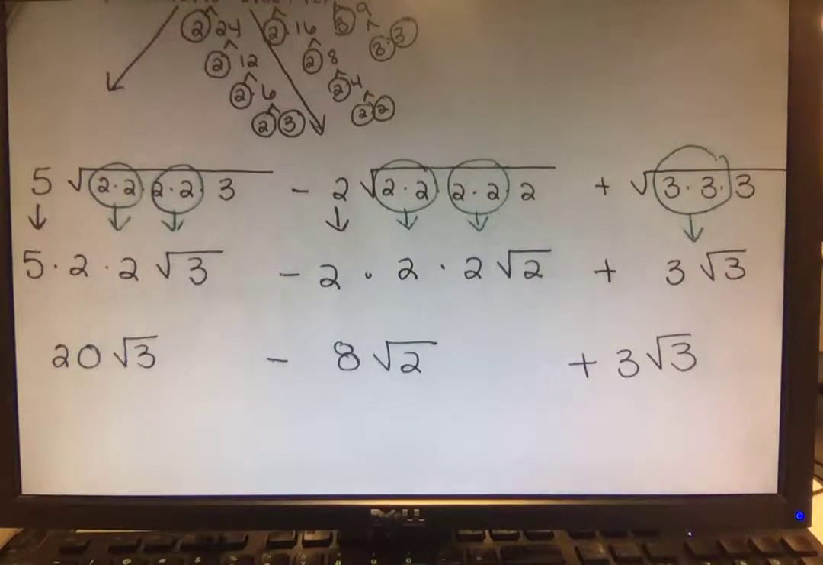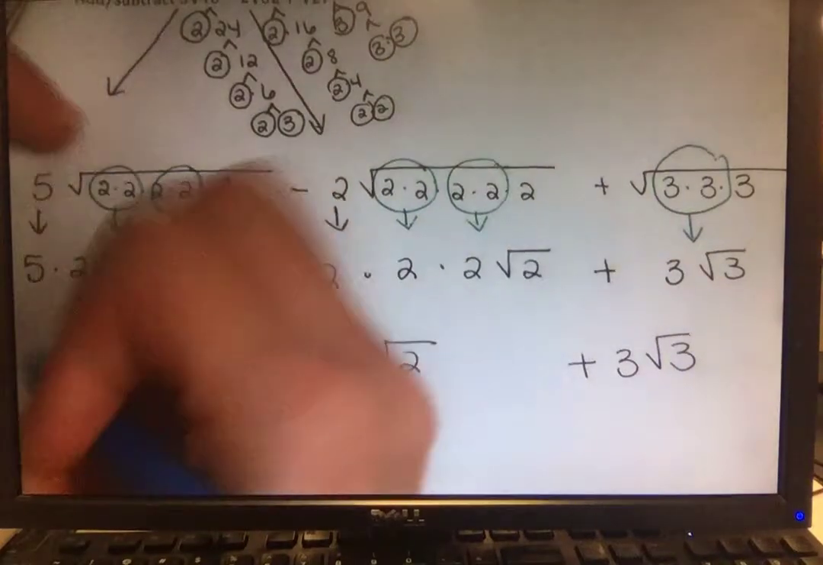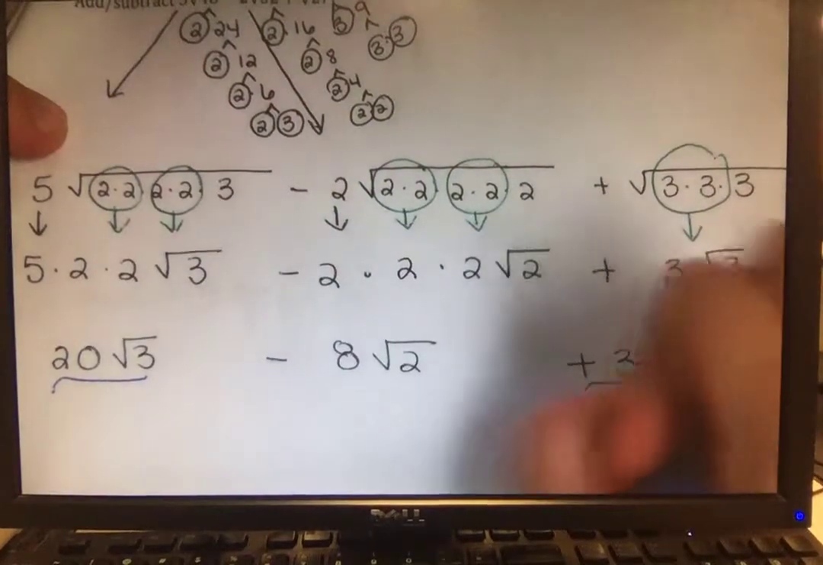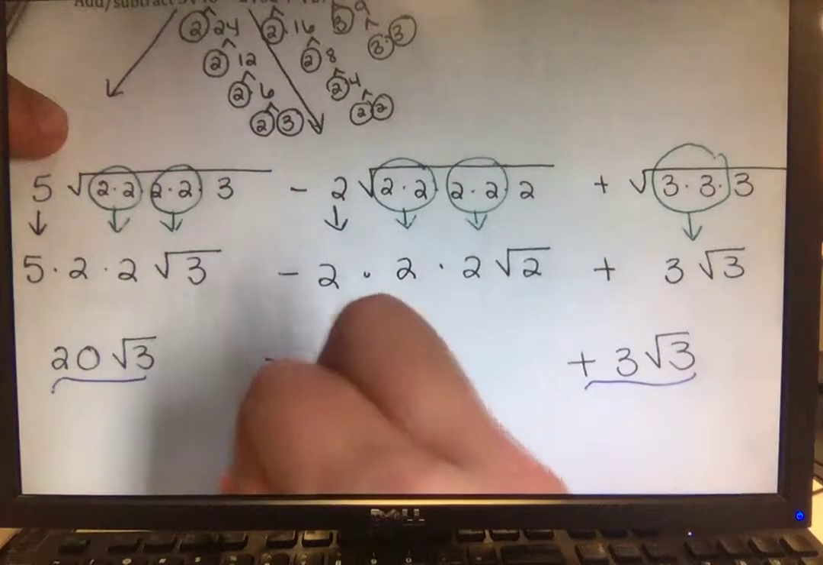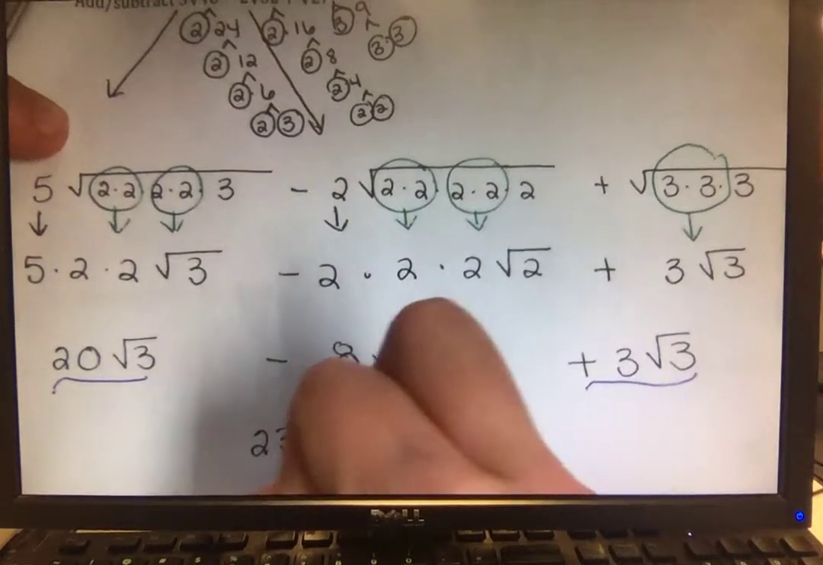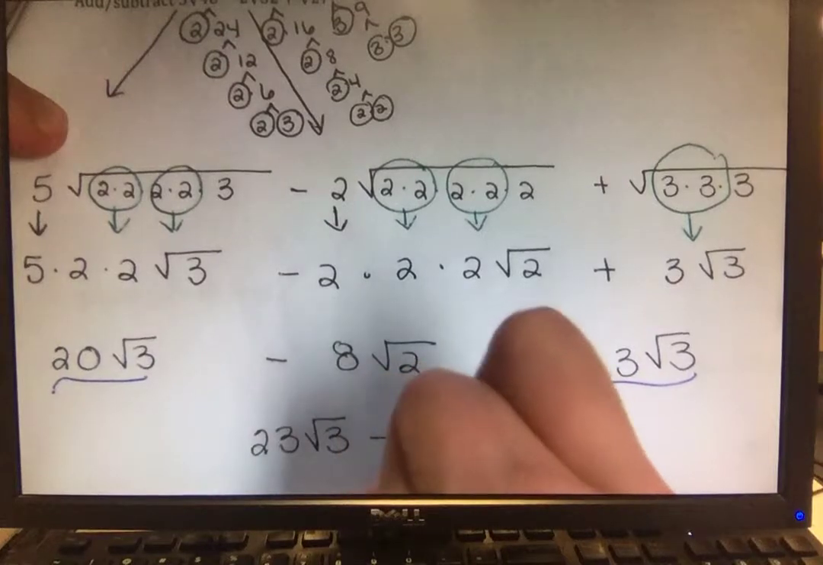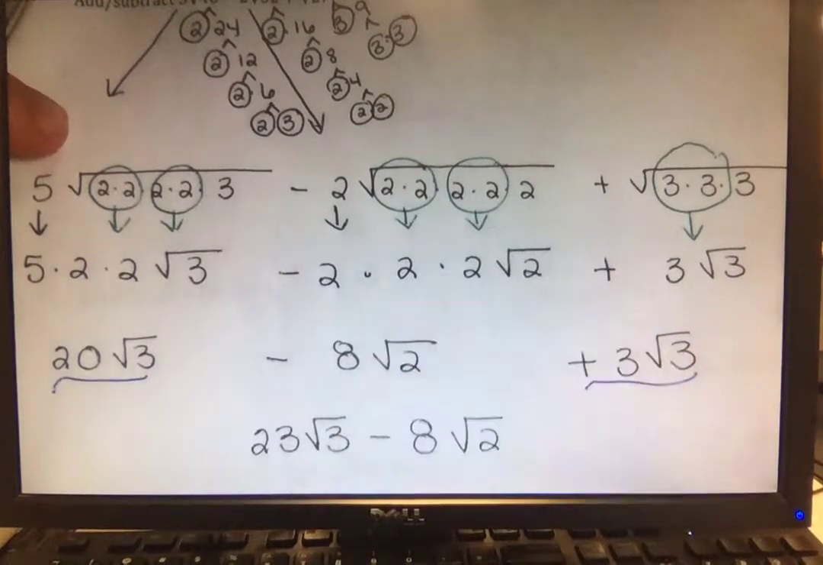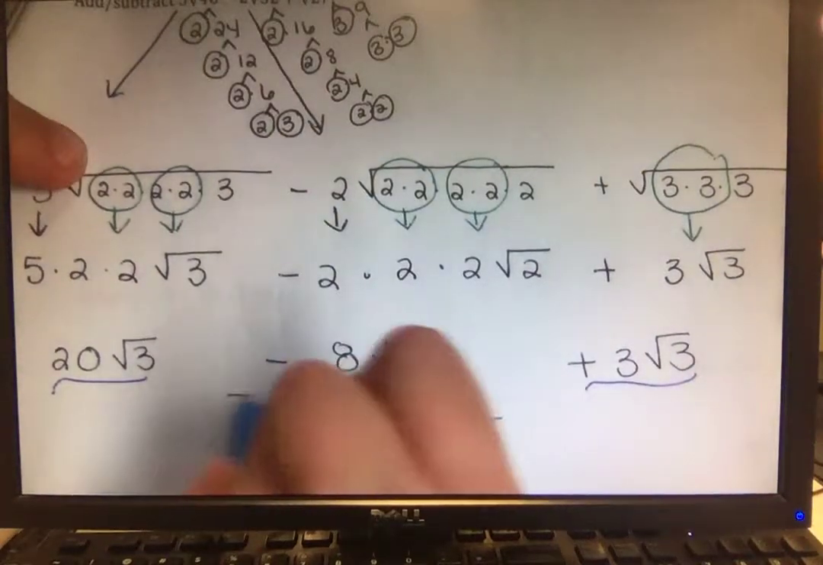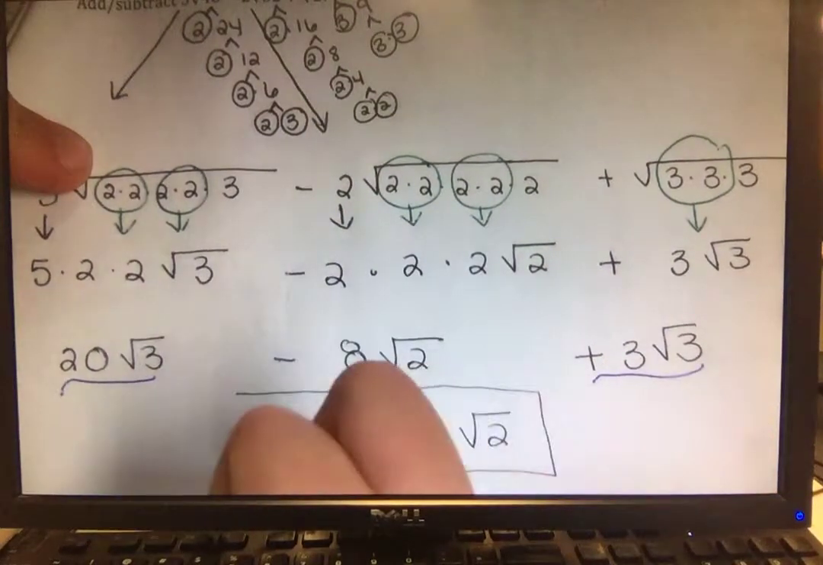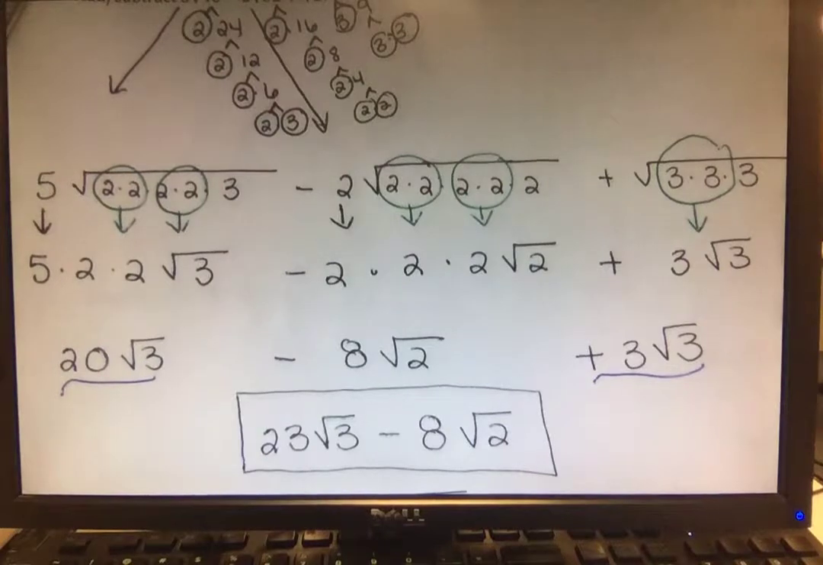So now combining like terms, we have 20 square roots of 3 plus 3 square roots of 3. Those two are like terms, so that'll give us 23 square root of 3 minus 8 square root of 2. These two are not like terms. I have the square root of 3 and the square root of 2. They're not the same thing, so I cannot simplify any further. That's our final answer.